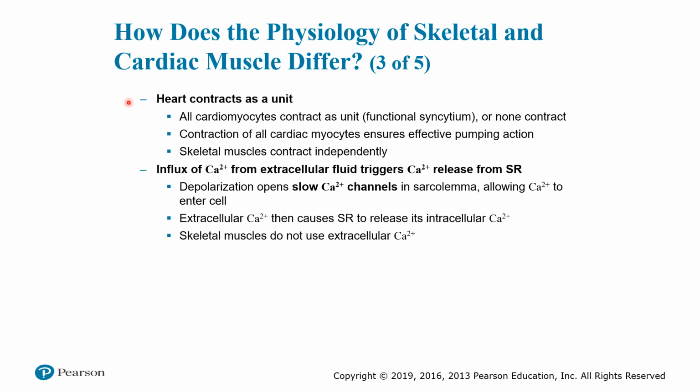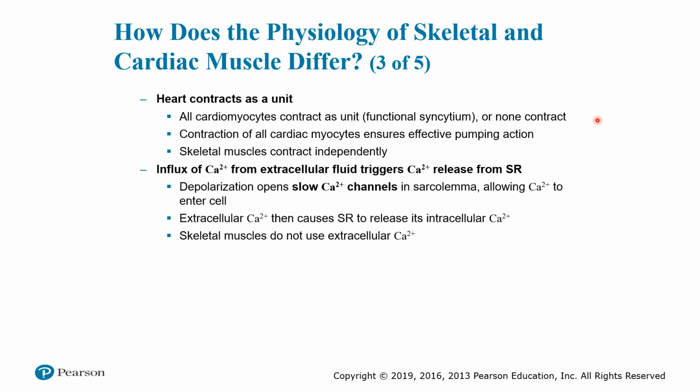So what are other differences? The heart contracts as a unit, whereas skeletal muscles contract independently. We just went over that all the cardiomyocytes are attached to one another at the intercalated disc, and in the intercalated disc we have gap junctions. So the ions can move from one cell to another through the gap junctions. As a result, all the cardiomyocytes contract as a single unit. This is known as functional syncytium. So it is all contraction or non-contraction.